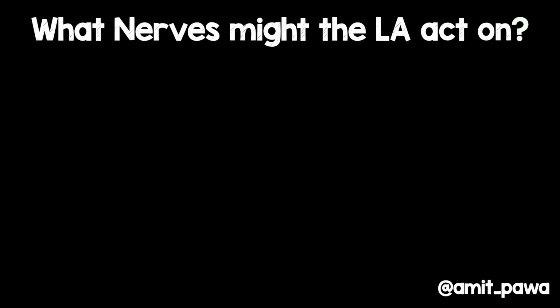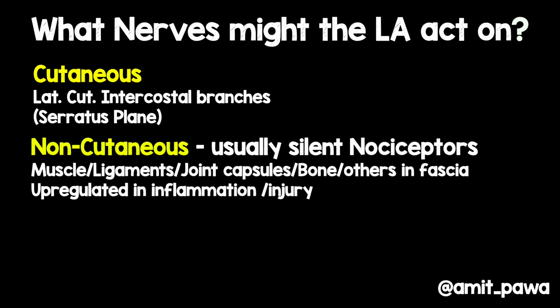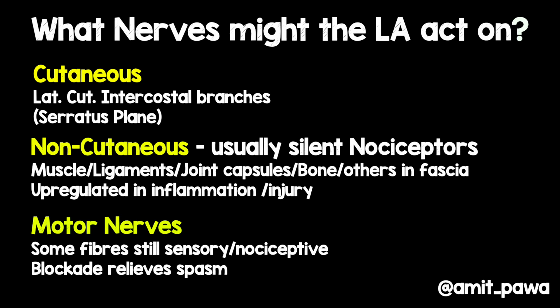So what nerves might the local anaesthetic act on? Well, clearly they could act on cutaneous nerves, such as the lateral cutaneous intercostal branches in the serratus plane. They might work on non-cutaneous nerves, and these are usually ones that have got silent nociceptors, and they could lie in muscles, ligaments, joint capsules, bones, or in other fascia. And these tend to be upregulated in inflammation and injury.